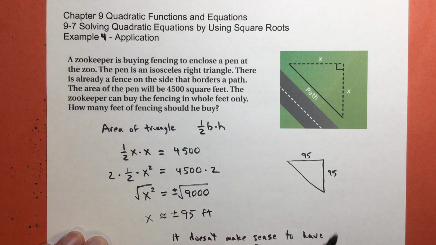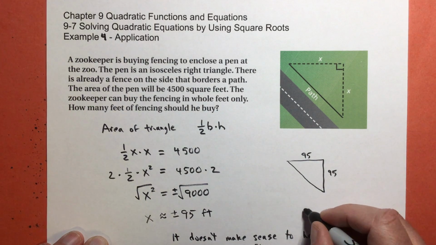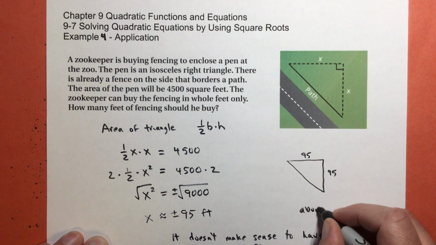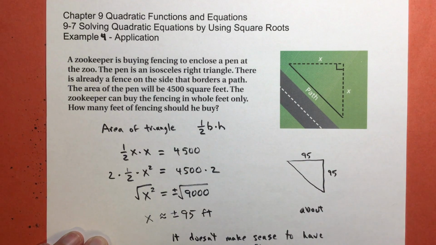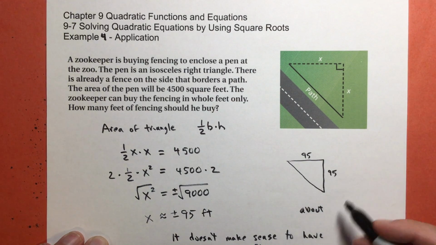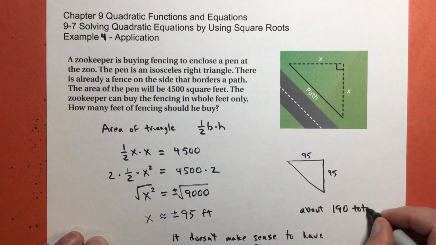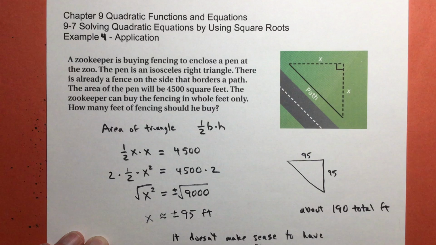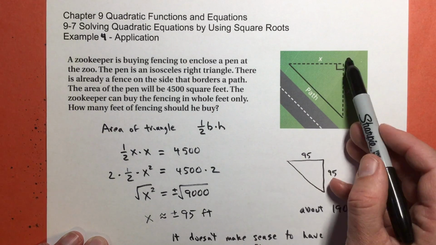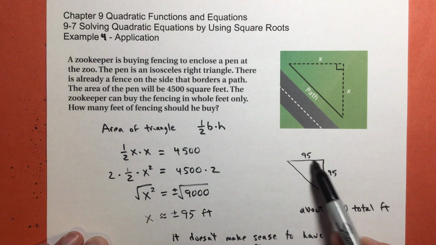Then I look at the problem and say, well, actually I can throw out one of those solutions because it doesn't make sense. So you can say that this is about 190 total feet of fence. Where did the 190 come from? Because you need to buy fence that goes from here to here. Both of them are 95, so I just added them together.